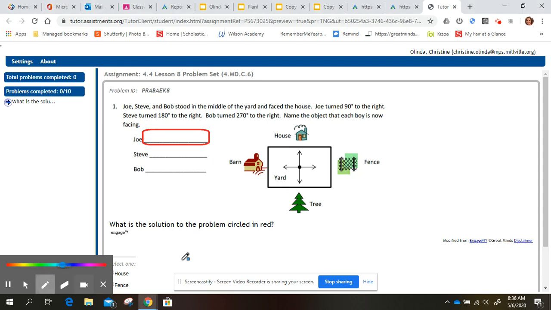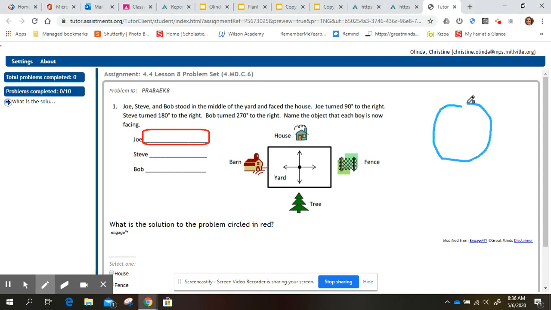All right, so let's think about this. We're turning in a circle. We break the circle into 4 quadrants. Each quadrant is 90 degrees. So if I turn one quadrant, it's 90 degrees. This is another 90 degrees. So 90 plus 90 would be 180.